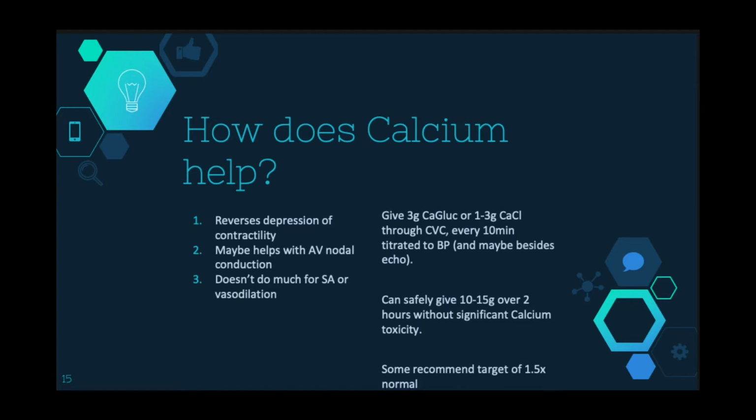And then it says you can safely give up to 10 to 15 grams over the first 2 hours without causing significant calcium toxicity. And the Crit Care Tox guy, I was reading his article about this, says he targets like a 1.5 times normal calcium level. So probably around 14 to 15 on your level.